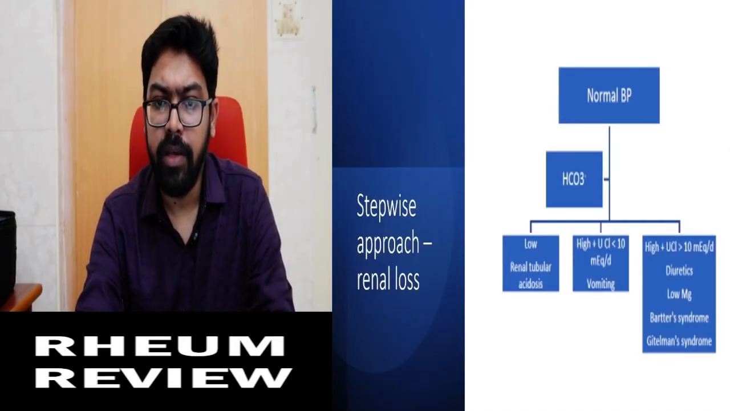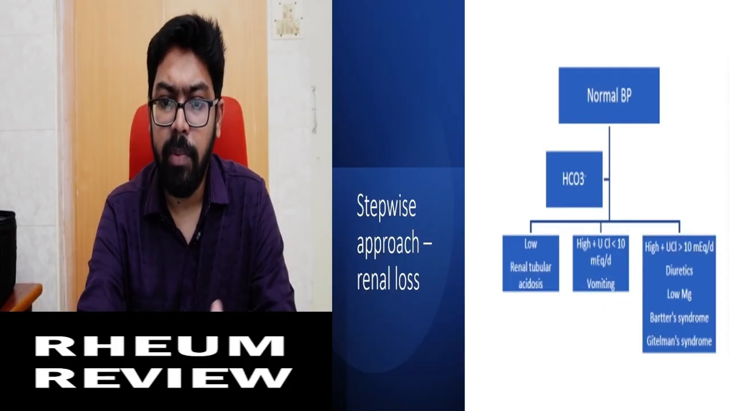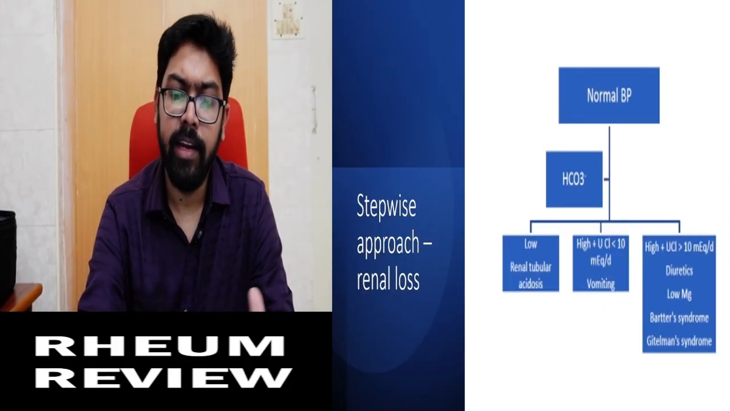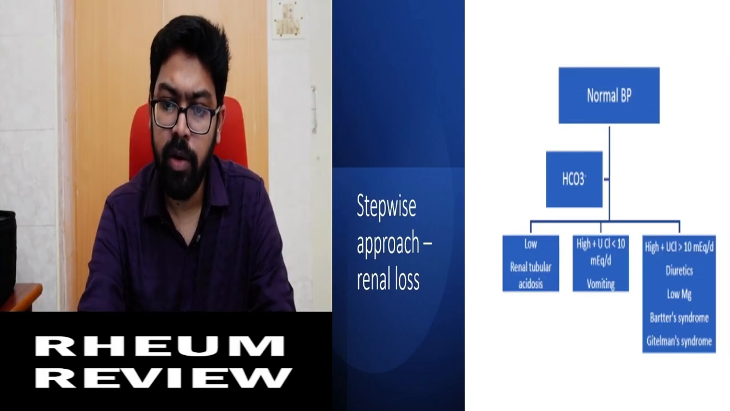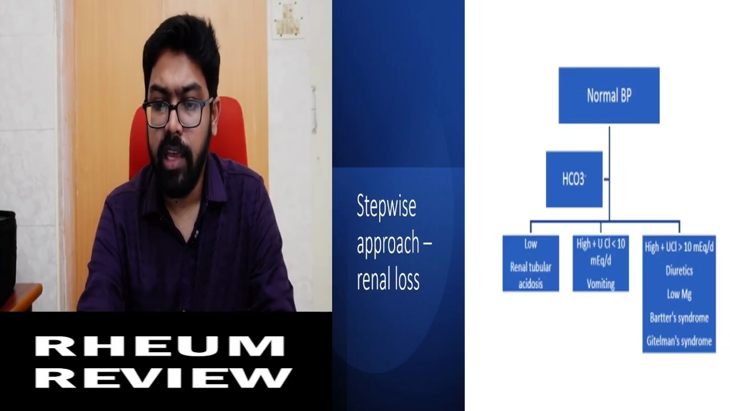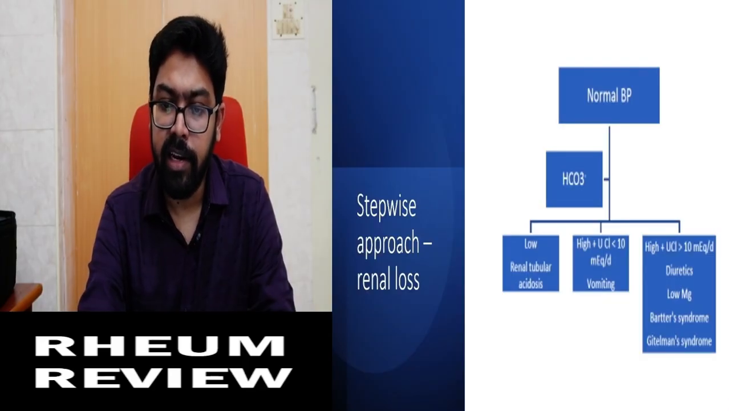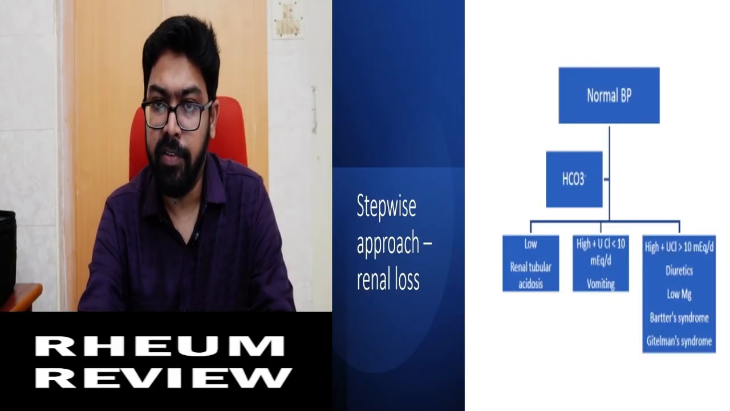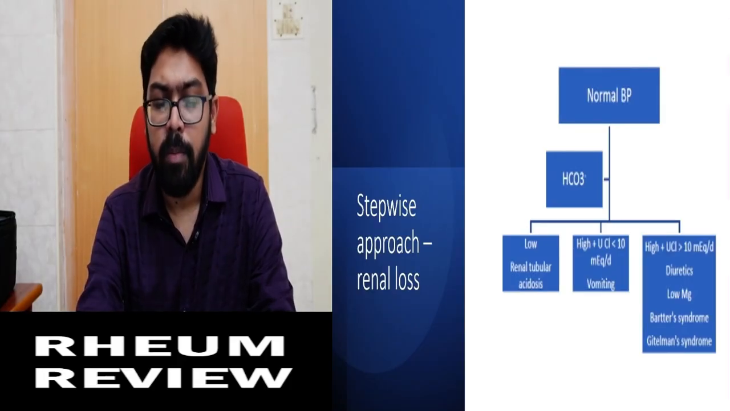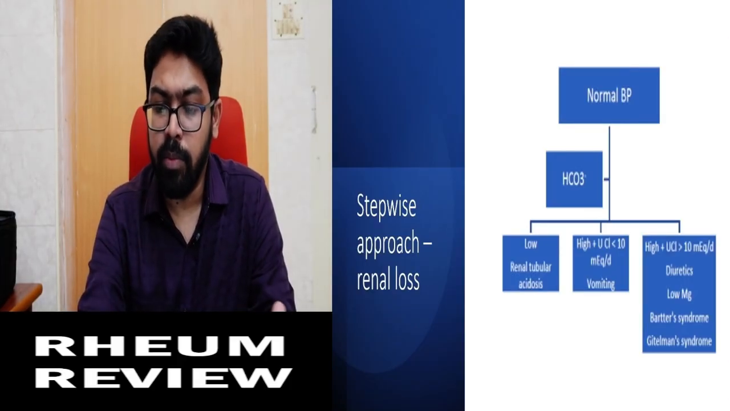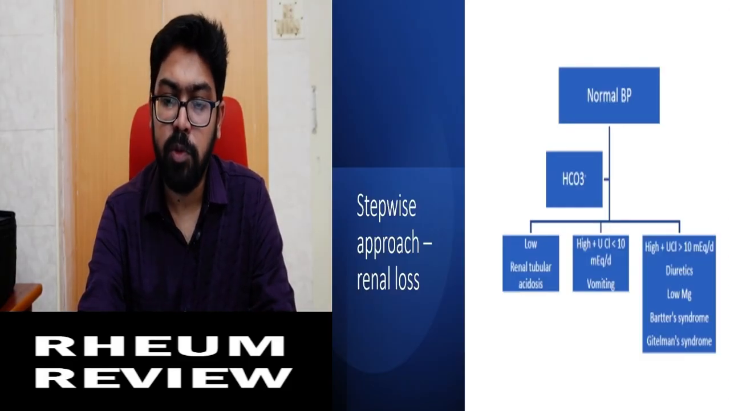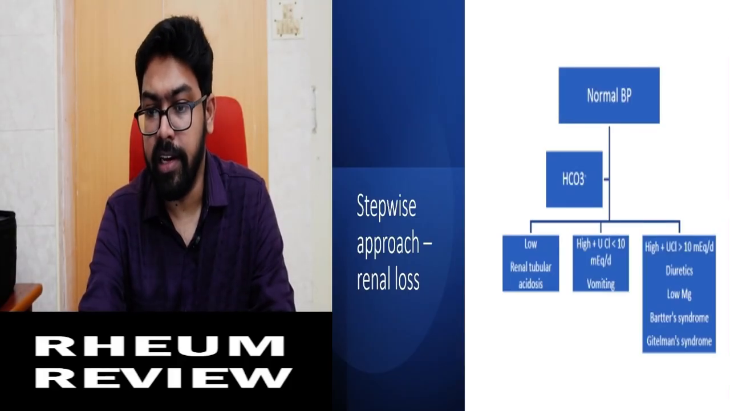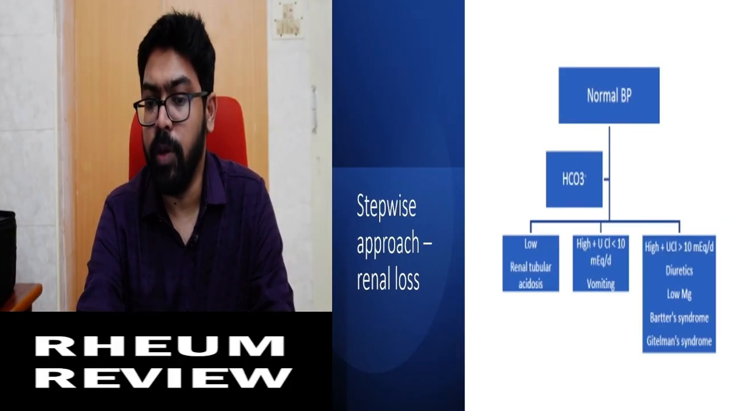If the patient has normal BP, then you have to check the bicarbonate level. If the bicarbonate level is low, then the differential is renal tubular acidosis. If they have normal or high bicarbonate level, you have to check the urine chloride level. If the urine chloride level is less than 10 milliequivalent per day, then the differentials are vomiting and chloride diarrhea, because the chloride lost from the body through vomiting or diarrhea is compensated by increased reabsorption of chloride through the kidneys, leading to a very low chloride level in the urine.